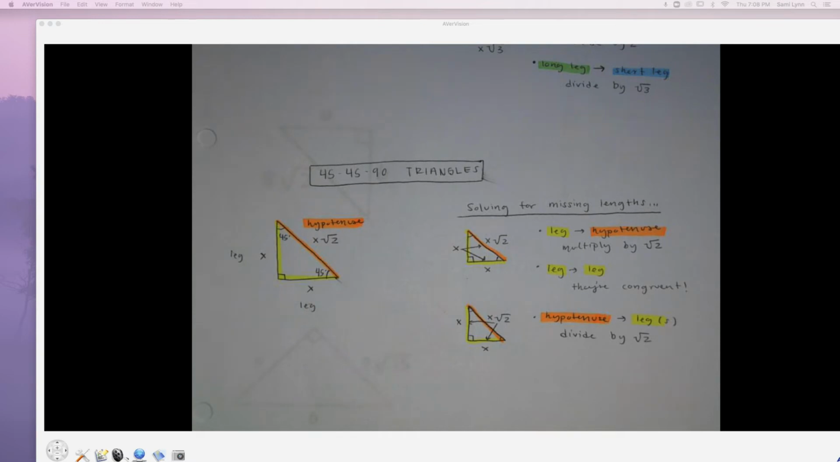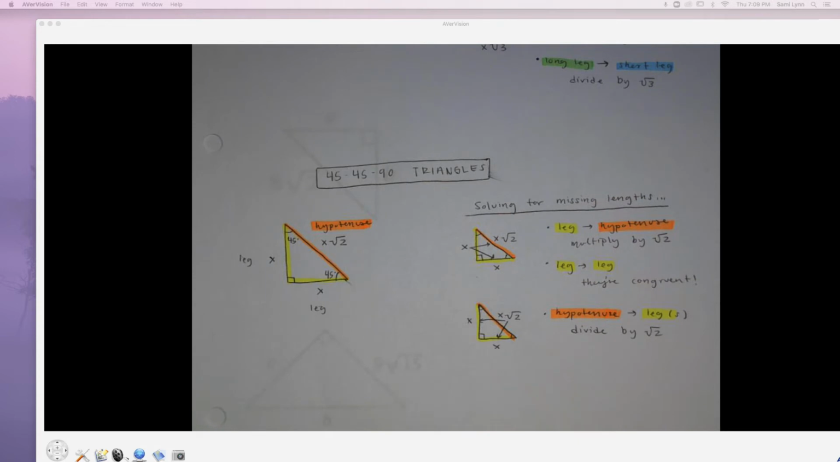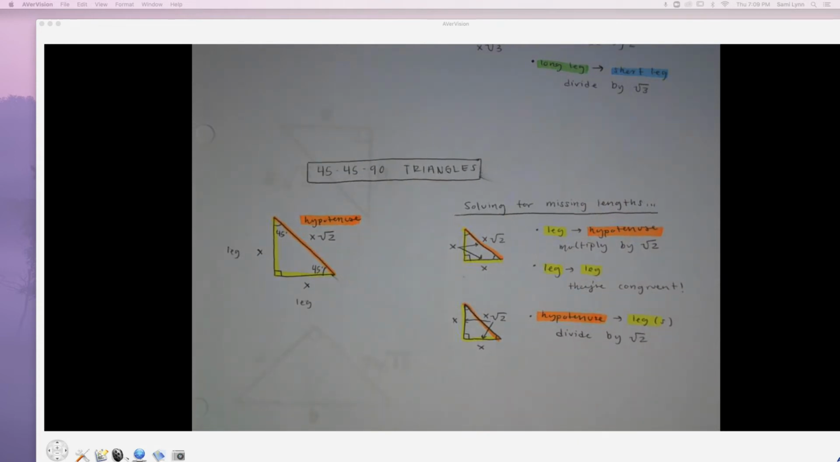And then we've got the same kind of idea. We always want to work through these legs because it's more simple to find just a plain value of X than it is to find X times the root of 2. So when you're solving, if you have a leg length and you're trying to find the hypotenuse, all you have to do is multiply by root 2. If you're going from one leg to the other, they're congruent, so they have the same length. Now, if you're given the hypotenuse and you're trying to get the leg length, all you have to do is divide by root 2.